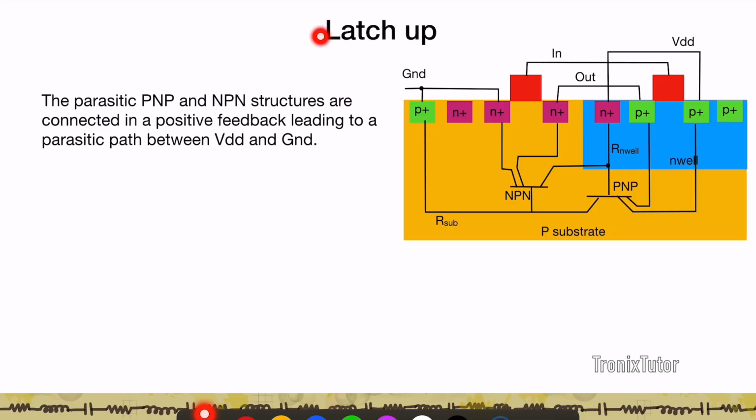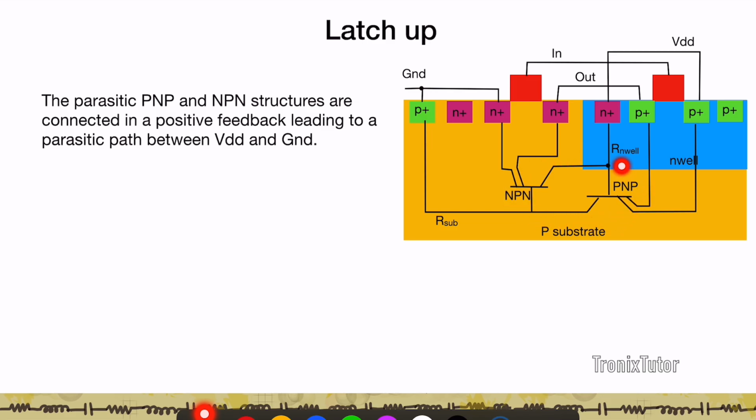You also have the issue of latch-up, and latch-up is something we've looked at previously in other videos where, especially if you look at the twin well technology, right, you have an N well and a P well in a P substrate. And so you have these parasitic BJTs formed, a PNP and an NPN BJT.